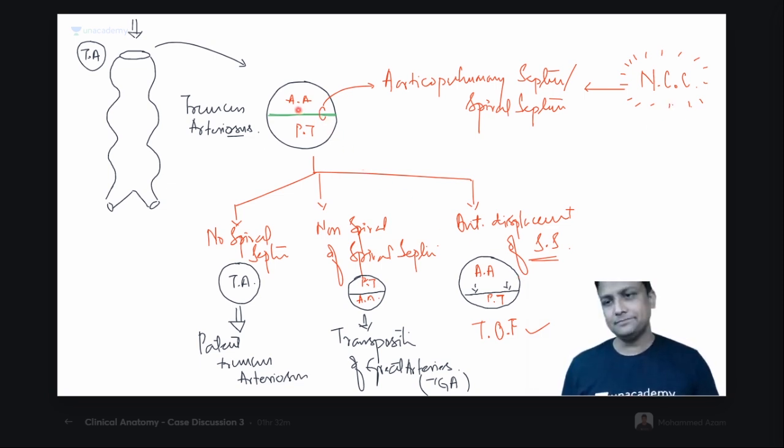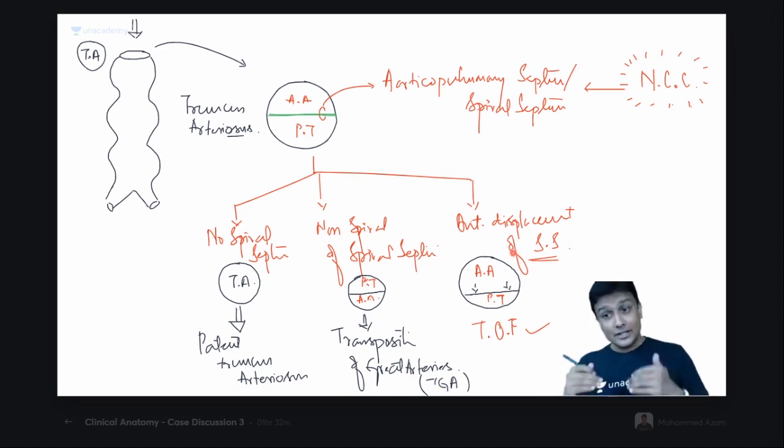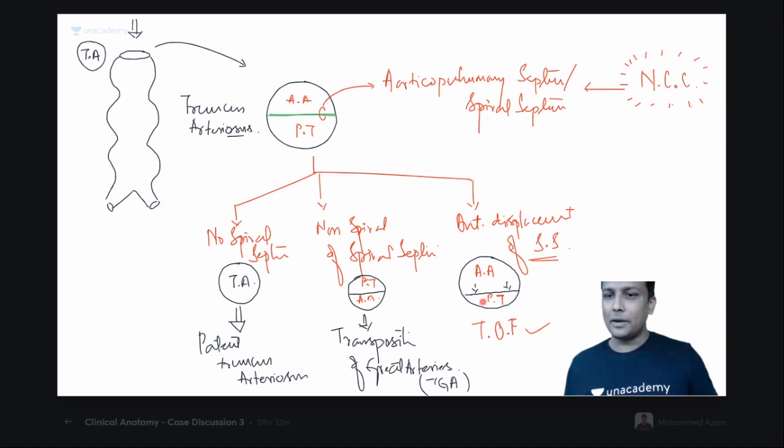No spiral septum, yes, it will be like truncus arteriosus, patent truncus arteriosus. If the spiral septum is not able to spiral, then what will happen? Aorta will be coming from the right ventricle, pulmonary trunk will be coming from the left ventricle. That is why transposition of great arteries there. And finally, if there is an anterior displacement of that one, pulmonary stenosis and overriding of the aorta, the lumen will become wider. That will lead to tetralogy of Fallot.